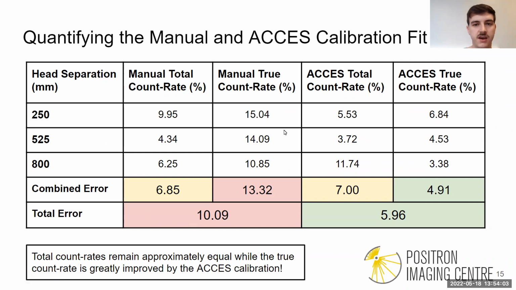So on the left here, we have the manual calibrated values for percent differences. And on the right, we have the ACCES calibrated percent differences. And at the end of the day, what we get is ACCES is able to produce a count rate versus activity curve that has a mean error of about 6%, while the manually calibrated value, or digitizer, has a mean error of about 10%, which is around what it was found to be in the initial publication of the GATE model.